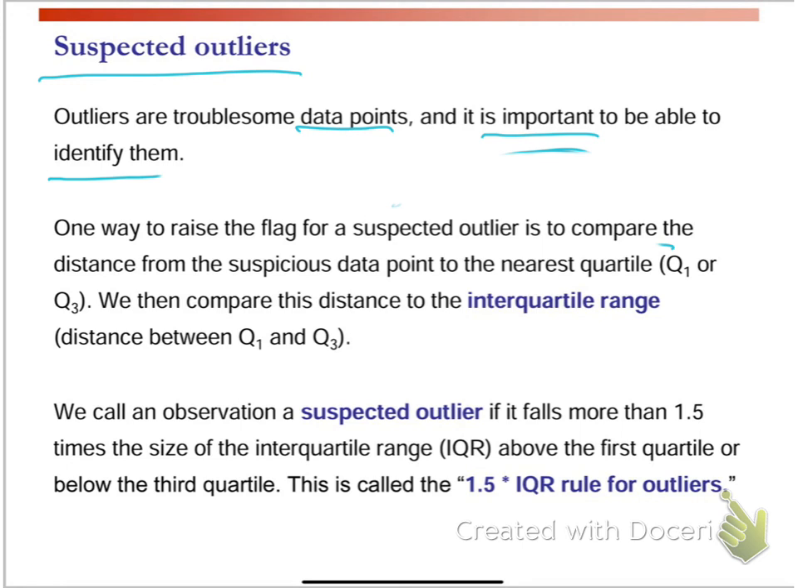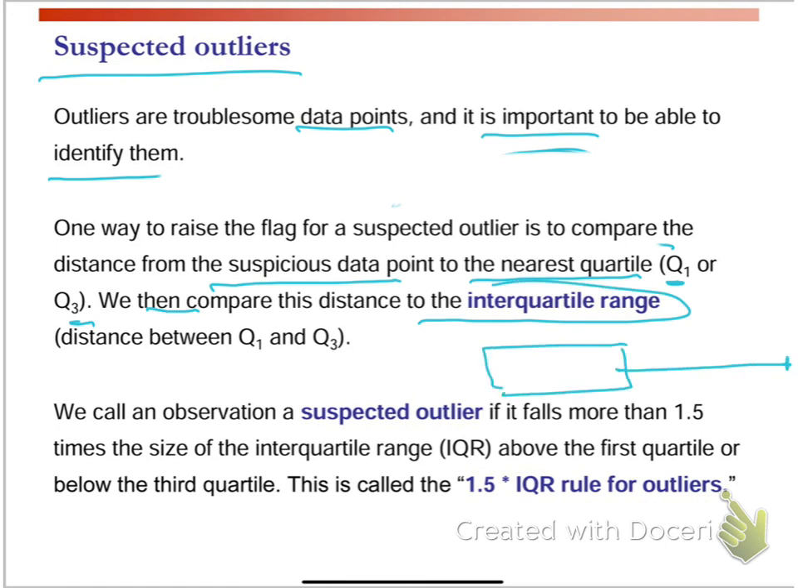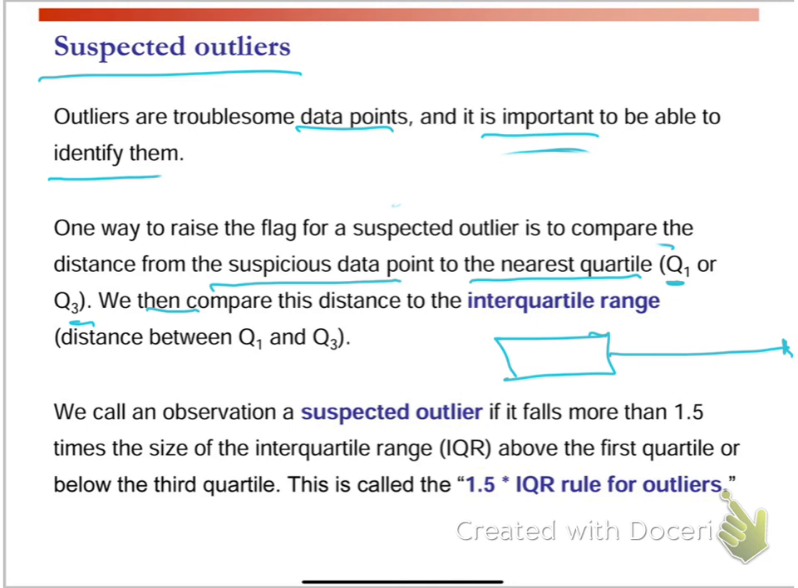So here, let us just read it. One way to raise the flag for a suspected outlier is to compare the distance from the suspicious data point to the nearest quartile, which is Q1 or Q3, and then compare that distance to the interquartile range. For example, let us have a smaller one. So this is Q4 and this is Q3. This is Q1, okay. This is 0. So I have a point here and another point here, for example.